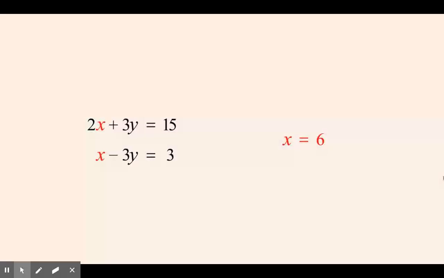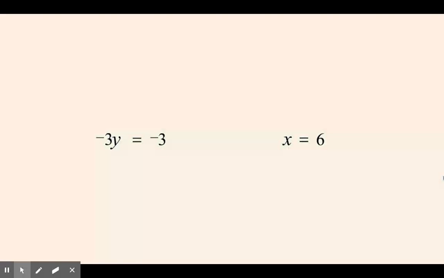In this example, since the second equation is the simpler of the two, we will use it to find the value of y. Setting x to 6, we can now solve this equation for y by subtracting 6 from both sides, giving us the equation negative 3y equals 3 minus 6, or negative 3.